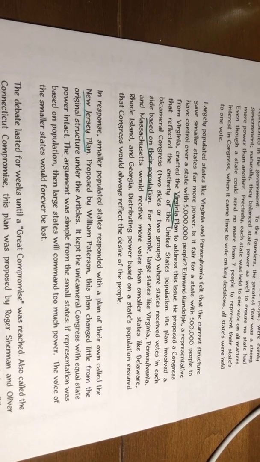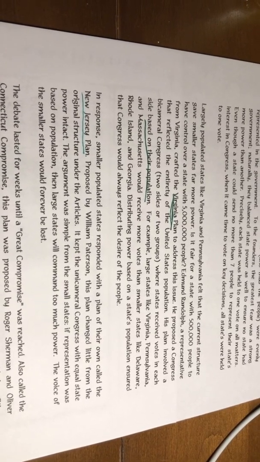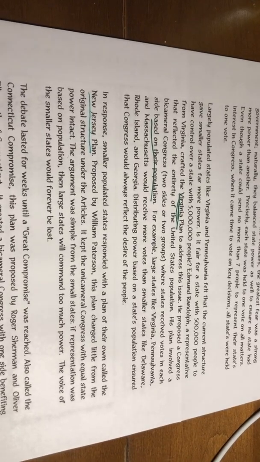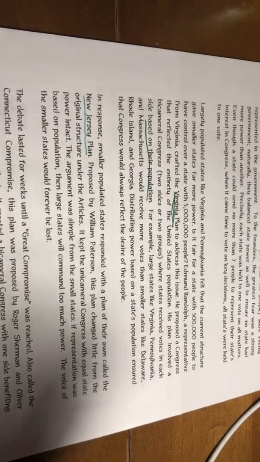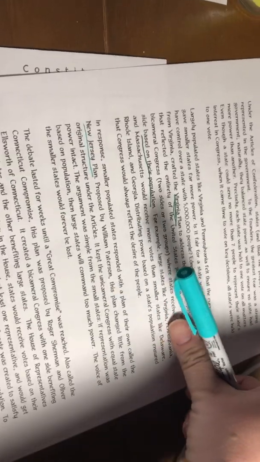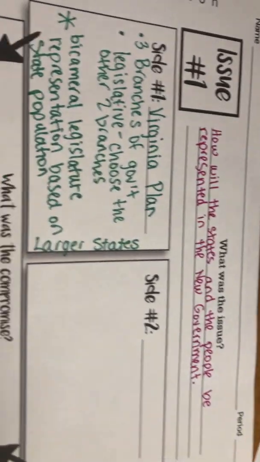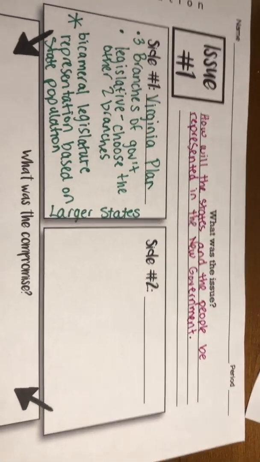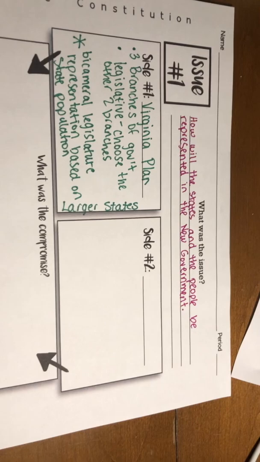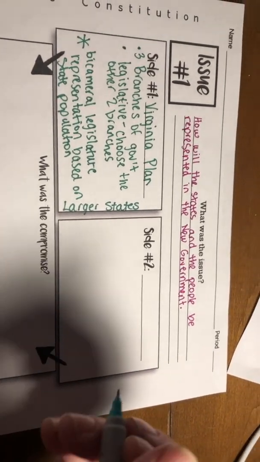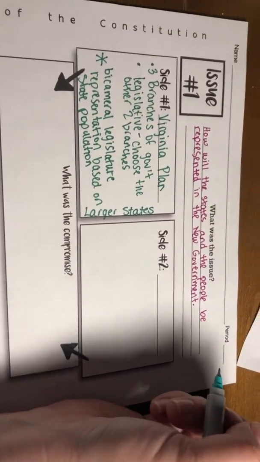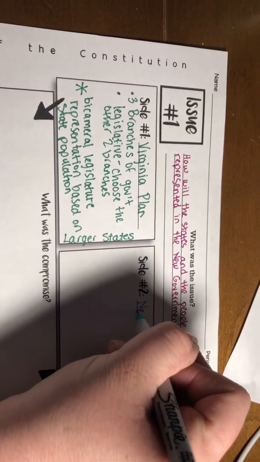If representation was based on population, then large states would command too much power, and the voice of the smaller states would be lost forever. So they're saying that's not fair. Just because you might have more people doesn't mean that we don't count too, particularly if you're thinking about how large states could have interests like environmental interests that could then impact small states and could initially be pretty unfair. So our second side is called the New Jersey Plan.